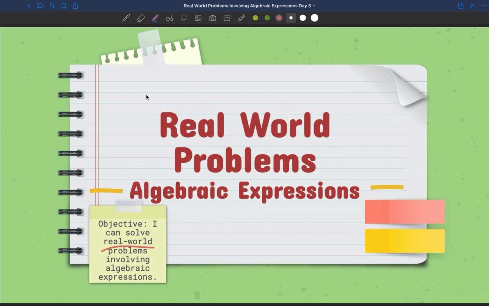All right, guys, for today's lesson, we're on day 3 of working with real-world problems and algebraic expressions. Looking at our objective, it says I can solve real-world problems involving algebraic expressions.